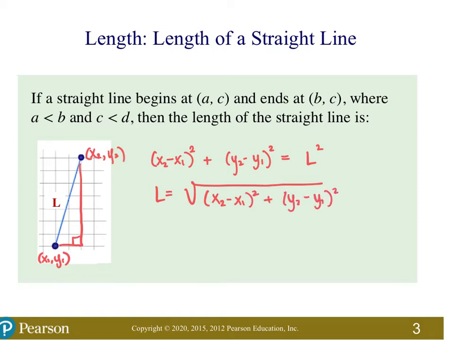The hypotenuse would be the square root of (x2 minus x1) squared plus (y2 minus y1) squared. To make the connection to calculus, the difference between the two x's is the differential of x, and the difference between the two y's is the differential of y. So we would say the square root of (dx) squared plus (dy) squared. That's how you find the length of any straight line segment.